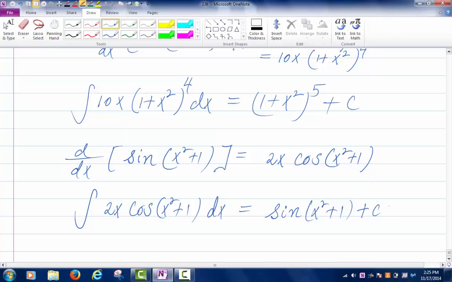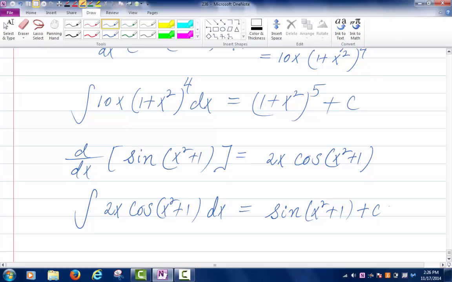But let me ask you this. Suppose that I didn't show you the derivative of sine of x squared plus 1. We didn't do that step. And suppose that I gave you the integral of 2x cosine of x squared plus 1. Would you be able to give me this answer, sine of x squared plus 1 plus c, right away? No, right?